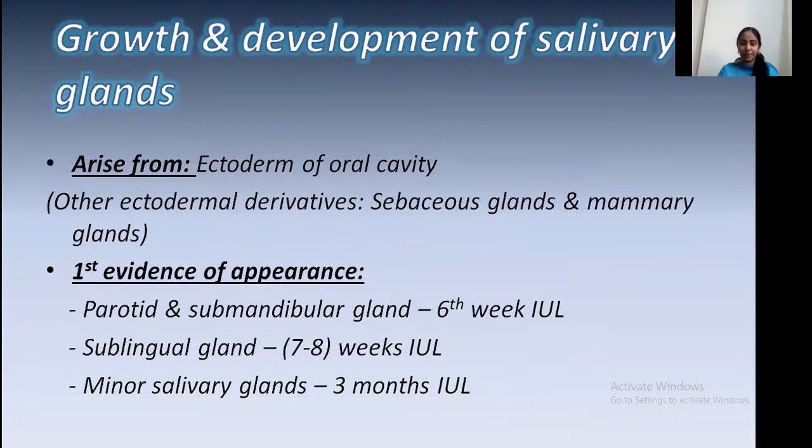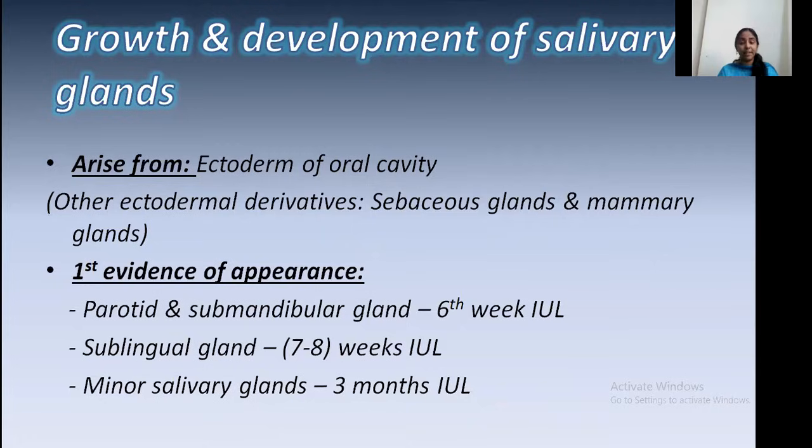Growth and development of salivary glands: they arise from the ectoderm of the oral cavity. One word to note, salivary glands arise from the ectoderm of the oral cavity. Other ectodermal derivatives are sebaceous glands and mammary glands.